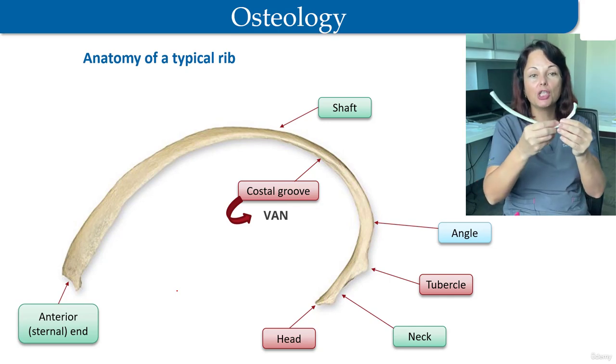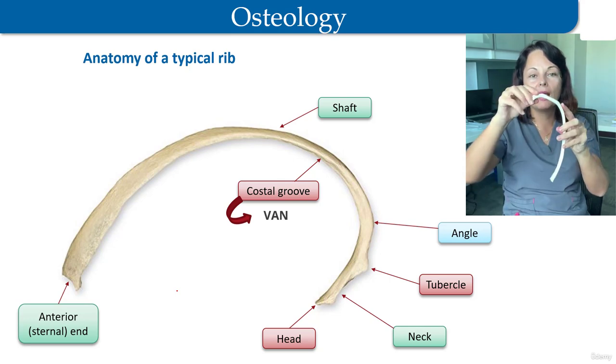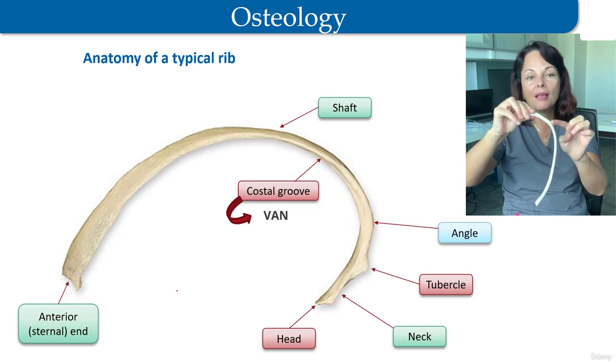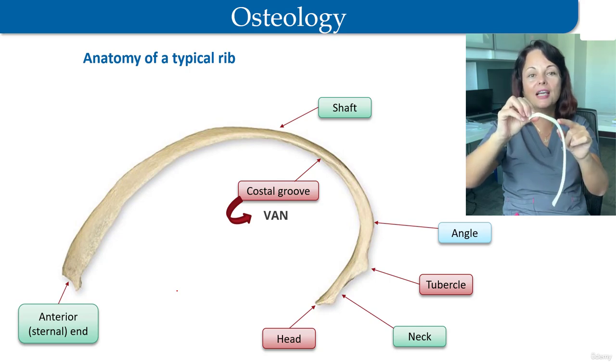The flat shaft follows the tubercle. It is thin and twisted on its long axis. The shaft bends anteriorly at the angle of the rib. This angle marks the lateral limit for the attachment of the deep back muscles to the ribs.